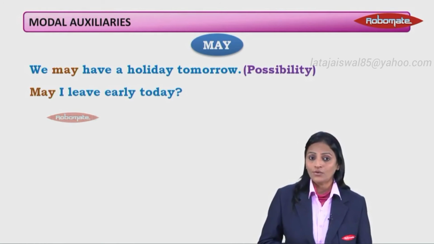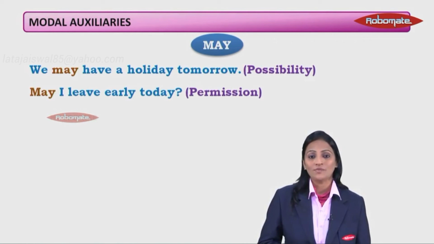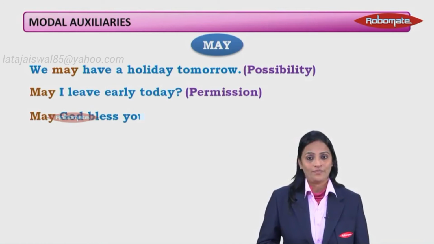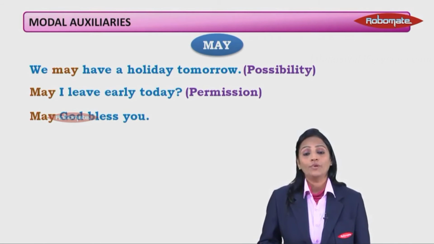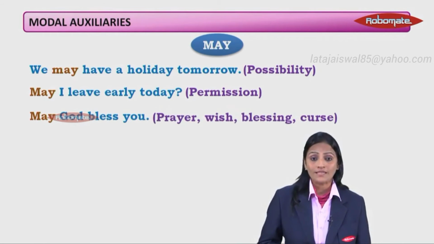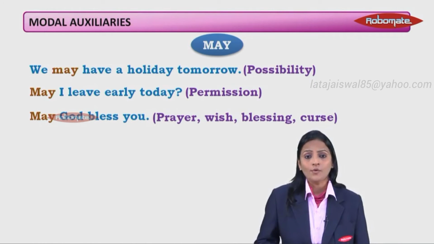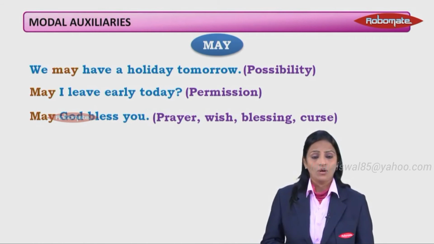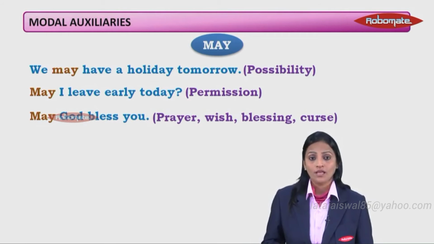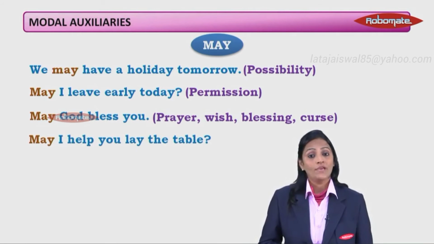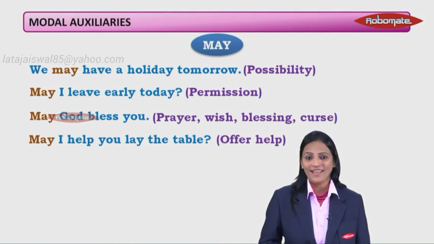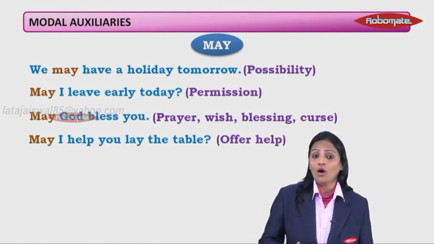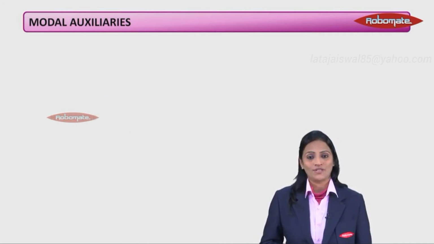May I leave early today? Surely, students, this is not possibility, this is permission. May God bless you. Here, you are blessing someone. You're wishing something good for someone. It could be a wish, or it could be a blessing, or it could also be a curse. Suppose somebody says, may you fall down when you go out on the road today. It's a curse. May I help you lay the table? Surely, this is offering help. So see, students, may also has so many different functions.